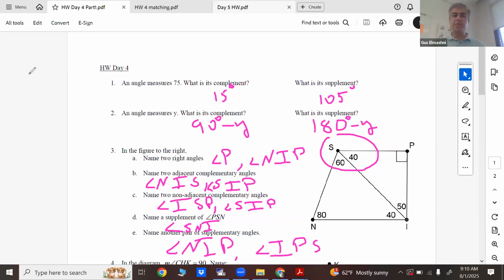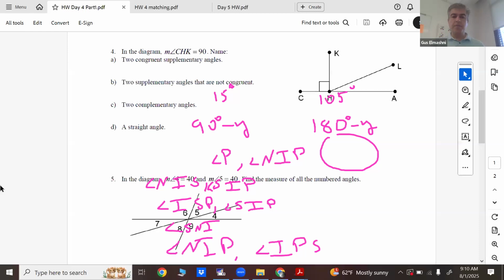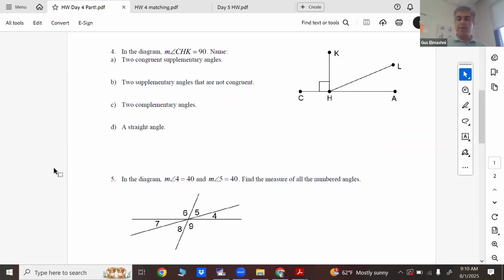Question on 3? All right. For 4. What's up for 4? Two congruent supplementary angles. So they have to be the same and add up to 180, so it'll be 90, 90. So I'd say angle CHK and angle AHK, because those are right next to each other and add up to 90.